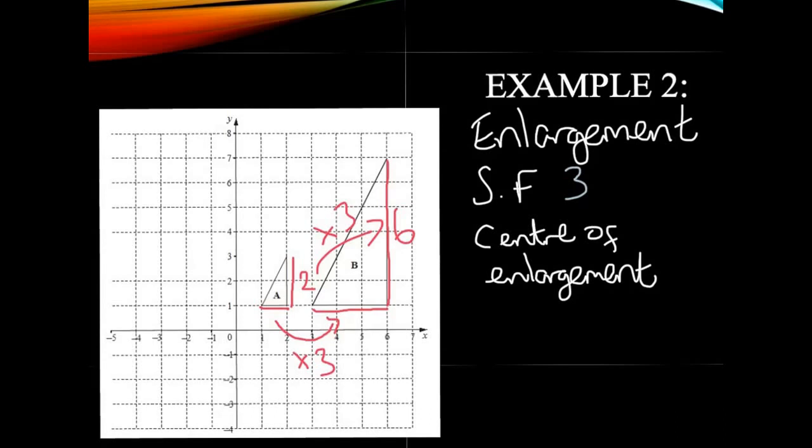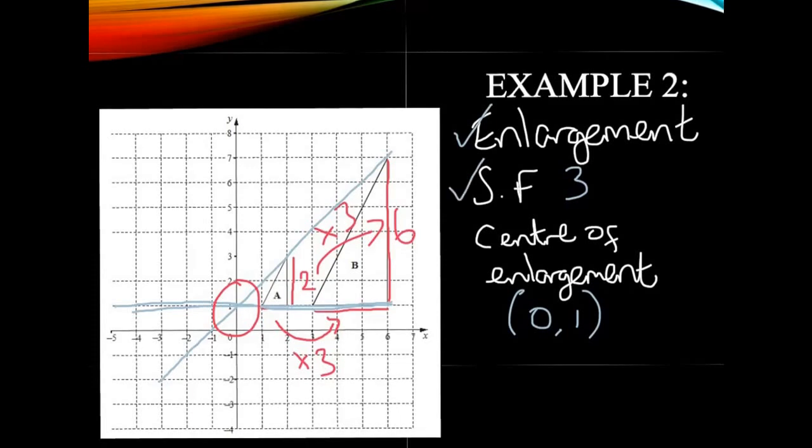Now where's its centre of enlargement? And this is where you use the ray lines, just like we were looking at before. Let's just join up this line down here, and then a straight line going from this point through here all the way down, and where these two lines cross is our centre of enlargement. This one crosses at 0, 1. So it has a centre of enlargement 0, 1. Okay, so in order to get full marks, you need to be able to say, in terms of the transformation, that it's an enlargement, what its scale factor is, and what the centre of enlargement is.